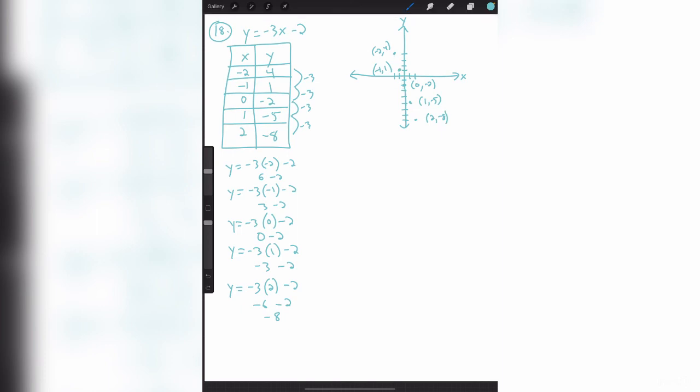Whoa, that was not a straight line. And if you're plotting these points and you do not get a straight line, let's say you got like a point over here and a point over here, you know that you're not doing it right because this should give you a straight line. When we're dealing with these equations, these are going to be straight lines. My equation is y equals -3x minus 2.